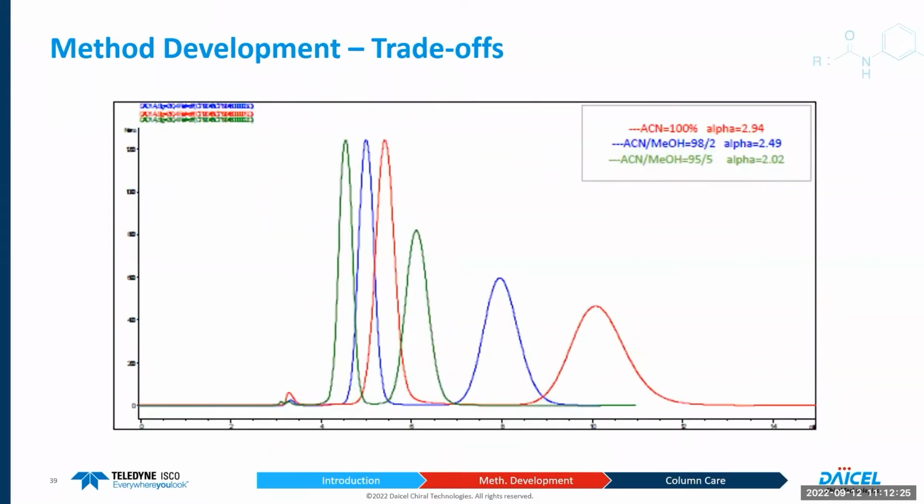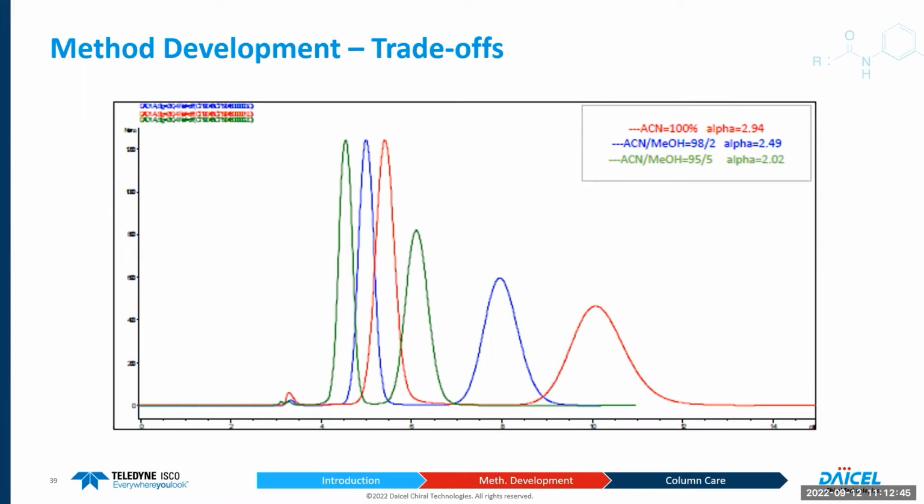Trade-off between selectivity and cycle time, because we're not going to be making just single injections when we do prep scale. We're going to be doing stacked injections, which I'll have a representative diagram on in a few slides. So it's not always about the best separation. You want to maximize the amount of material going through the column at any given time.